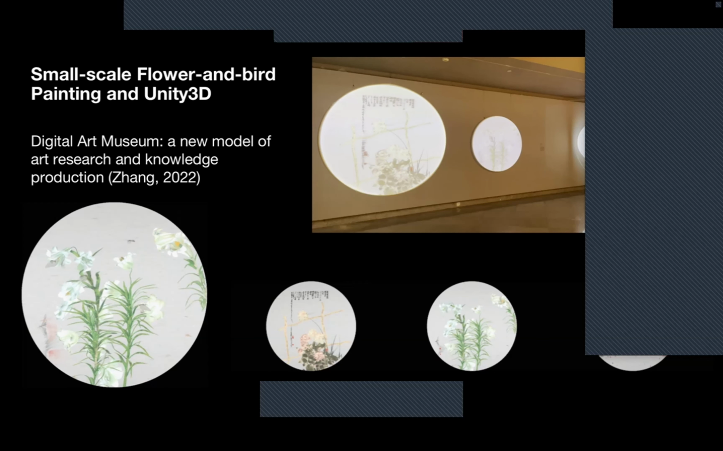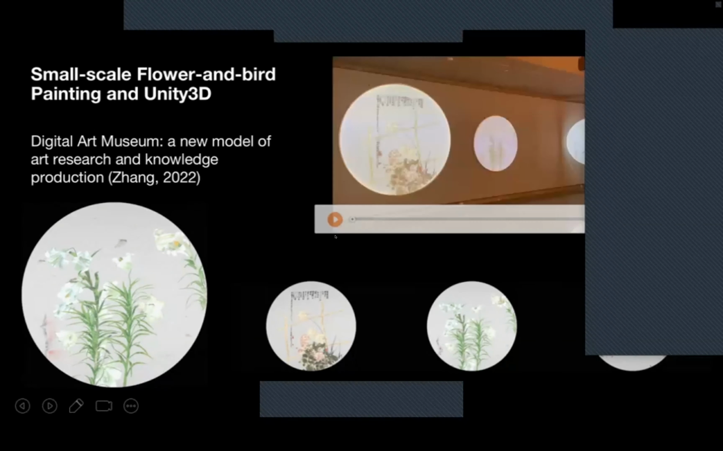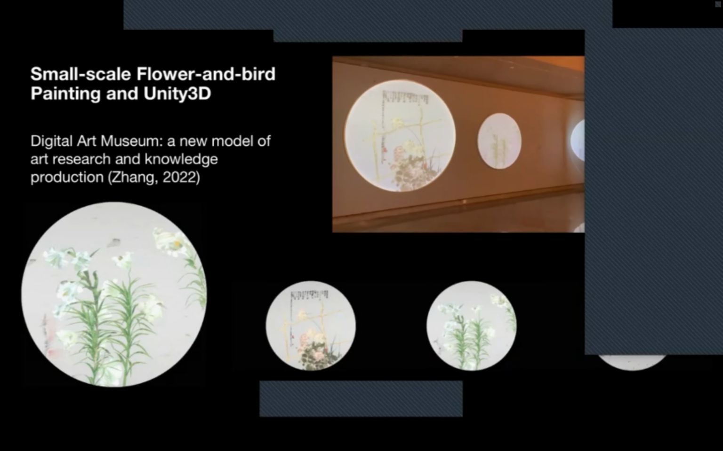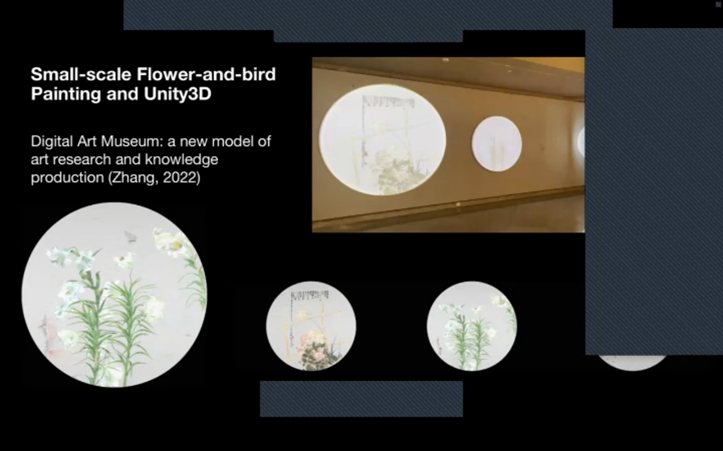And moreover, this exhibition also applied a very innovative way to display Guanshan Yue's small-scale flower and bird paintings. For example, here are three sketchworks using Unity's 3D dynamic simulation system and AI technology to simulate the dynamic path of these small butterflies. So here is a short clip. Yeah, it's very short. And you can see the butterfly passes from one digital screen to another, allowing the audience to see the butterflies dancing in the spring.